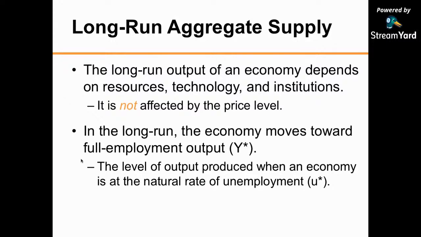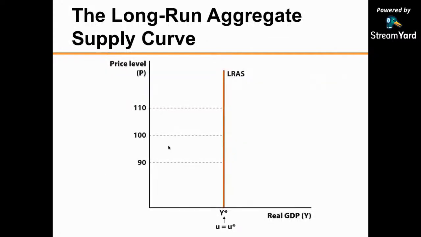So remember, in the long run, the economy is going to move towards full employment output, which is Y prime. That's when unemployment is at its natural rate, where there are no bad kinds of unemployment occurring. And the natural rate of unemployment basically has all the businesses matched with the job seekers' needs. So let's go ahead and look at this a little more.